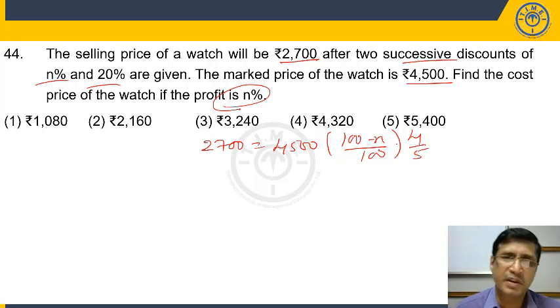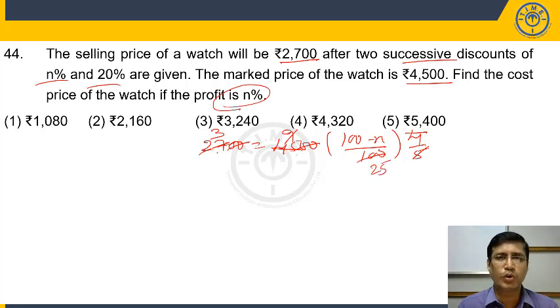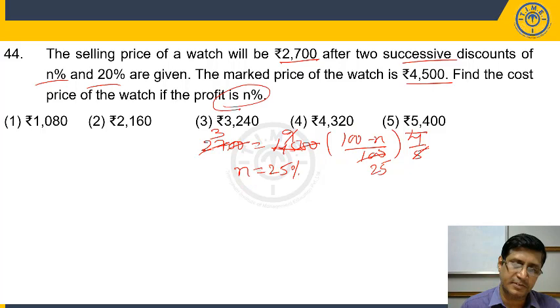20% discount means remaining is 80%. 80% simplest form is 4 by 5. Now simplify this. Now I am cancelling the zeros on either side. 5 goes exactly 9 times in 45. 9, here 3 times. Now what about the 4 in 100? It goes 25 times. So 25 into 3 is equal to 75. Subtract 75 from 100, it will give N value as 25%.